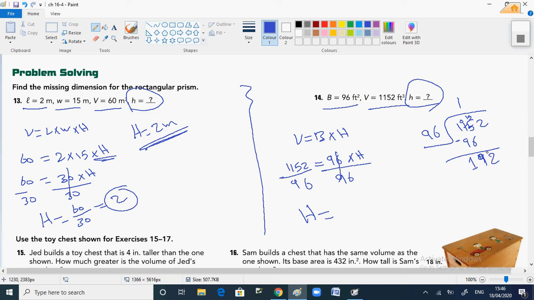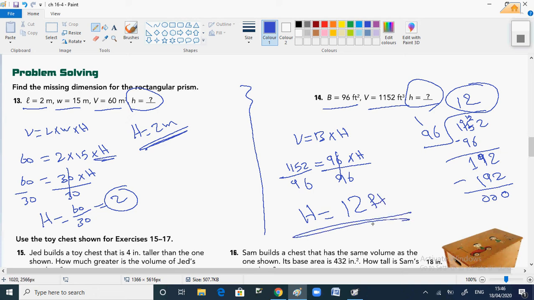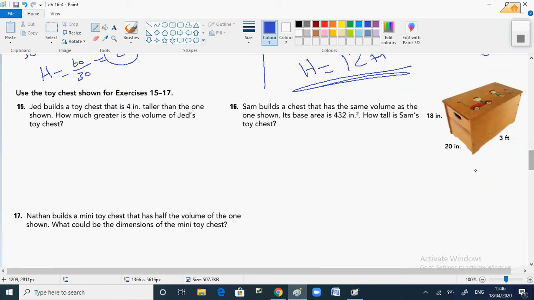So I will hide again. 192 divided by 96. 19 divided by 9 is 2. 2 by 6 is 12. 2 by 9, 18 with 1, 19. So when I subtract them, I didn't get any remainder. So the answer here is 12. So the height is 12 feet. Don't forget the unit, okay? Don't forget your unit.